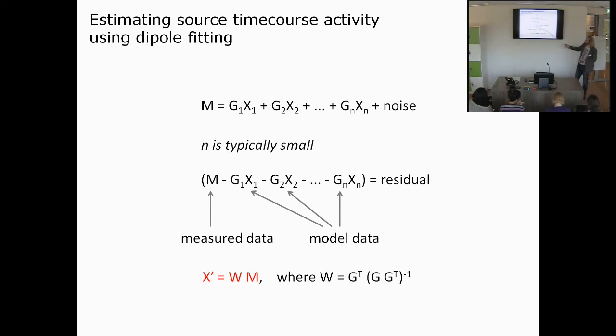However, if you look at this equation, we have the measurement minus the model data as the residual, and I've already shown you that the estimated source strength is a weighting matrix, typically the pseudo inverse of the gain matrix, times the measurement. This is basically the way that you compute a pseudo inverse.